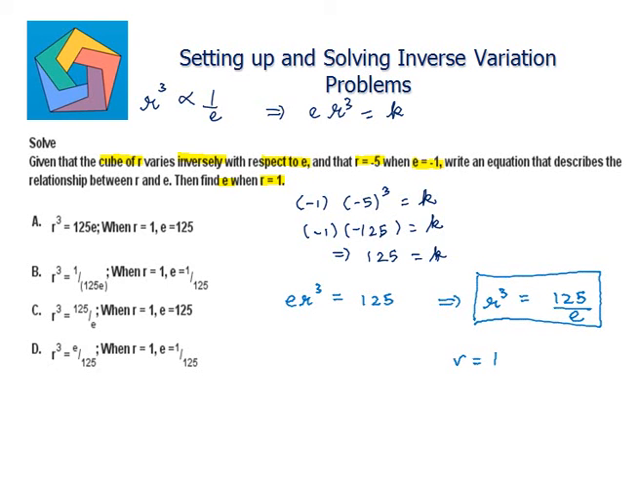R is 1. So 1 cube is equal to 125 by E. This implies 1 is equal to 125 by E. Cross multiplying, we get E as 125. So R cube is equal to 125 by E. When R is 1, E is 125, which is the answer in the C part.